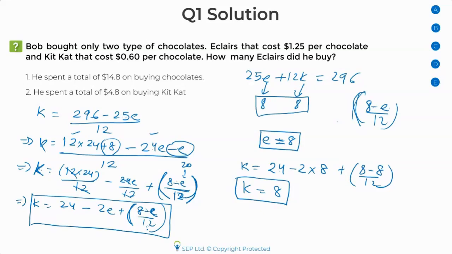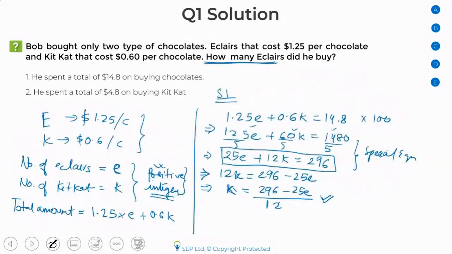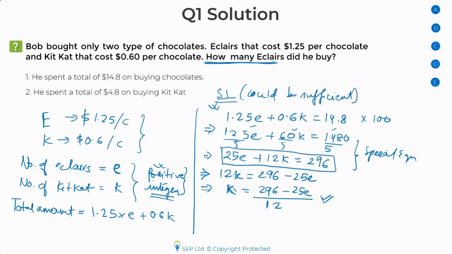Number one, how did I decide that one statement could be sufficient? Keep in mind, when I was solving this, I was thinking that it could be sufficient. That is why I started solving it. Why did I think it could be sufficient? Because I had an additional constraint, positive integers. I knew that they are integers, positive ones. That is why I started solving it, checking whether we can get one single answer or not.